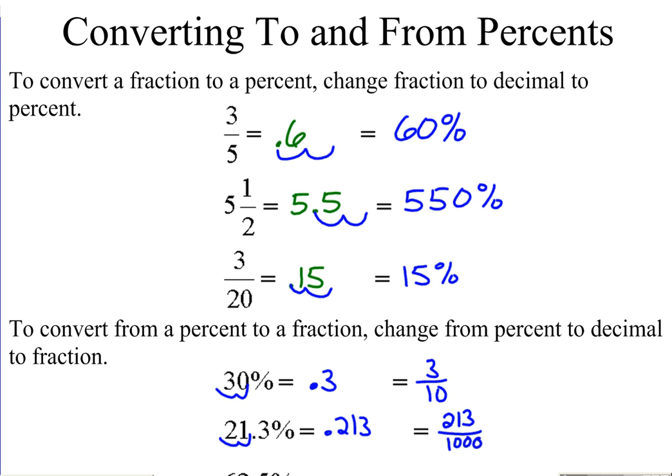The last one here, it's kind of cut off. I'll write it off to the side here. 62.5%. Move the decimal point 1, 2 spots, 0.625. Put that into your calculator, and we get 5/8.